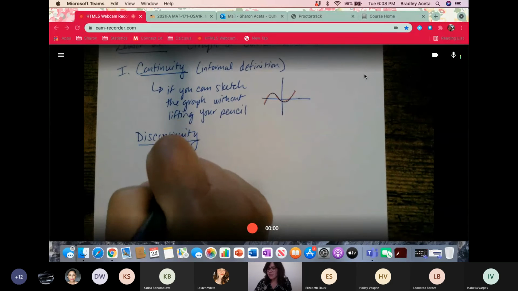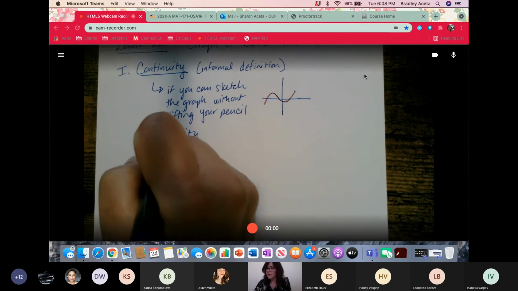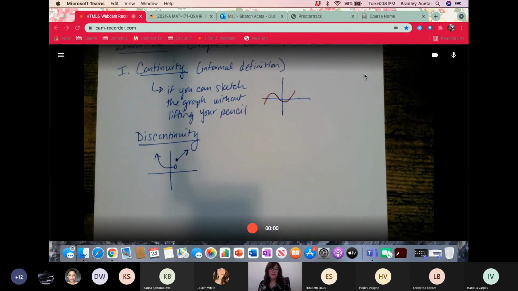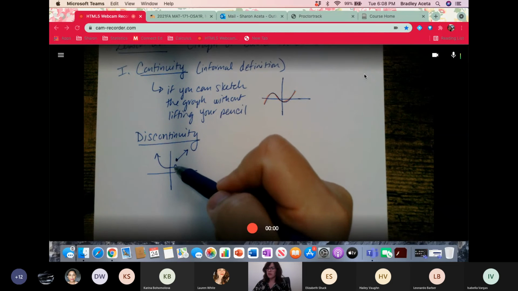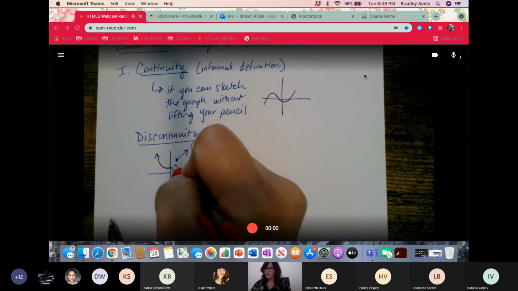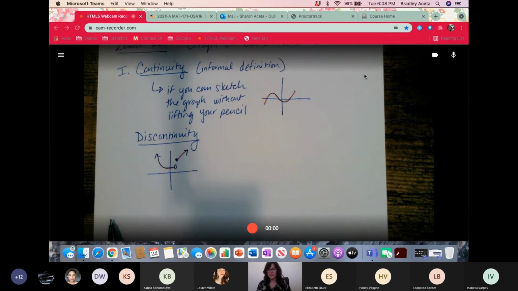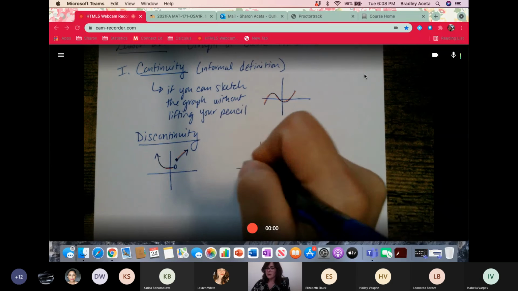So let me just draw you some examples of what it means to be discontinuous. So if you had something like that, you have what's known as a piecewise function. So you have this function, there's a hole here, then you have to jump up. If I was going to trace this from the left to the right, I'd have to lift my pencil up in order to go this way. And that's not continuous.